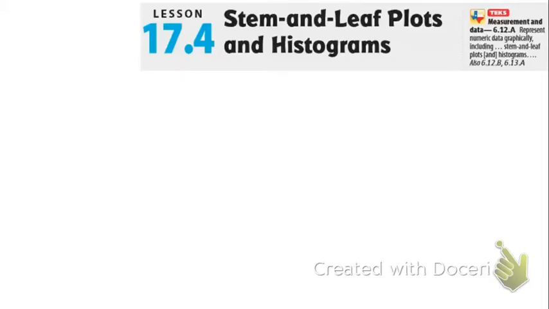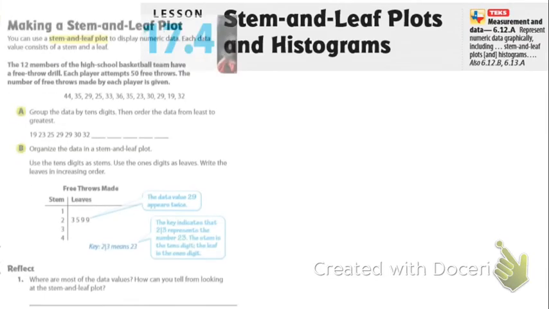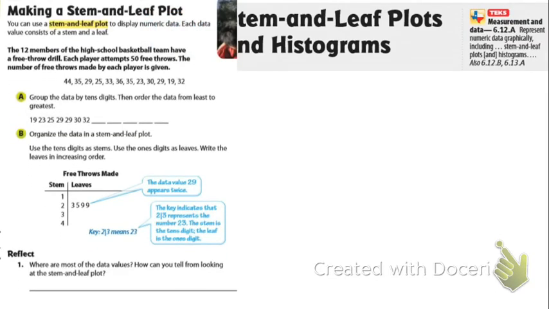Alright, kiddos, so today we're going to work with lesson 17 and 4/10, stem and leaf plots and histograms. The state of Texas expects you all to be able to represent numeric data graphically, including stem and leaf plots and histograms. Which brings us to our first section here, making a stem and leaf plot. You can use a stem and leaf plot to display numeric data. Each data value consists of a stem and a leaf.